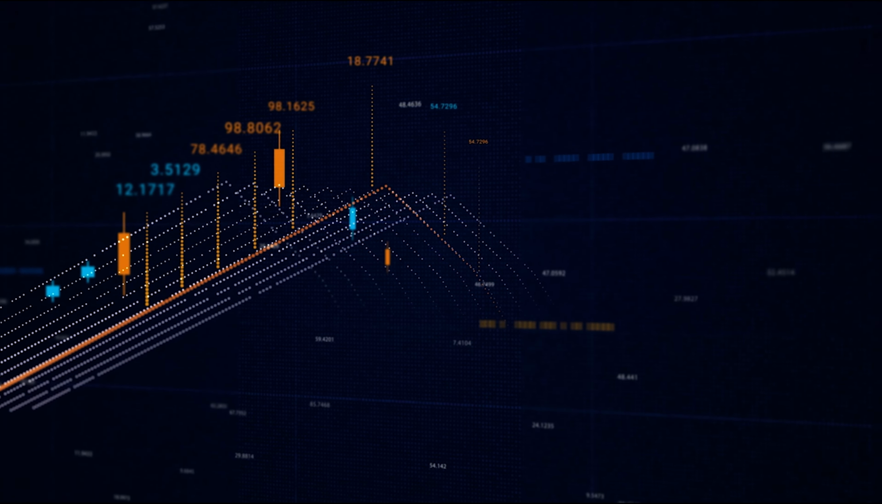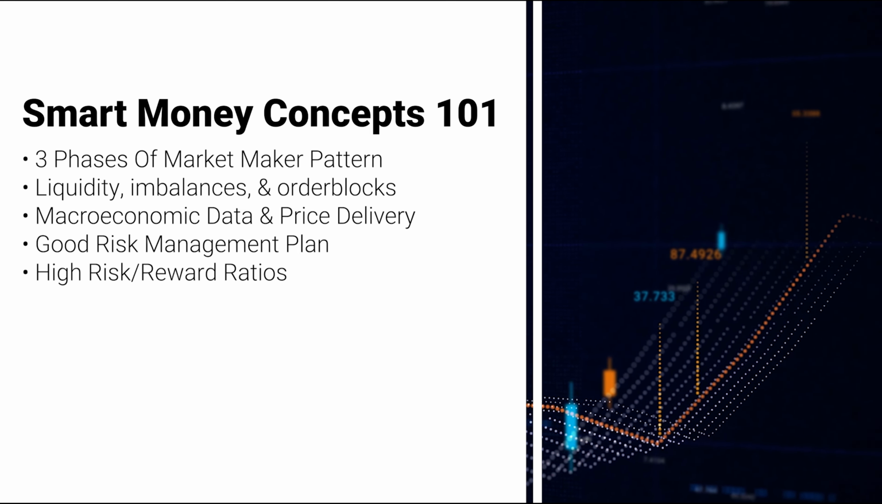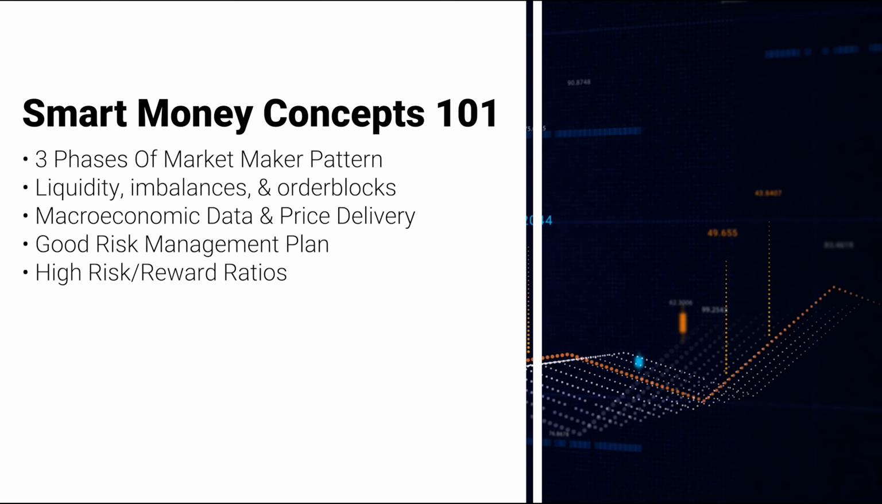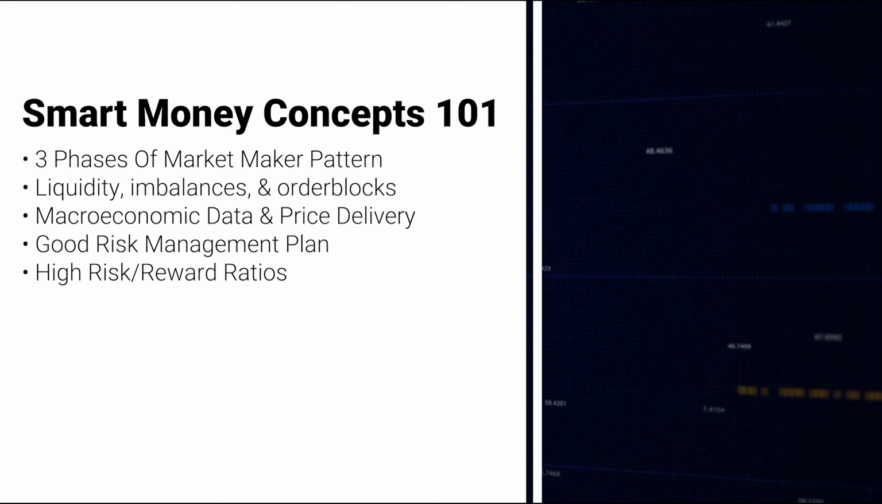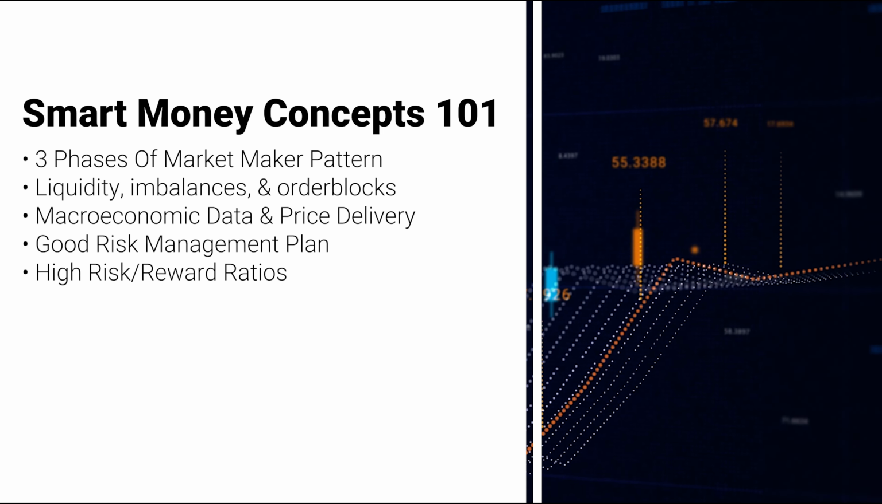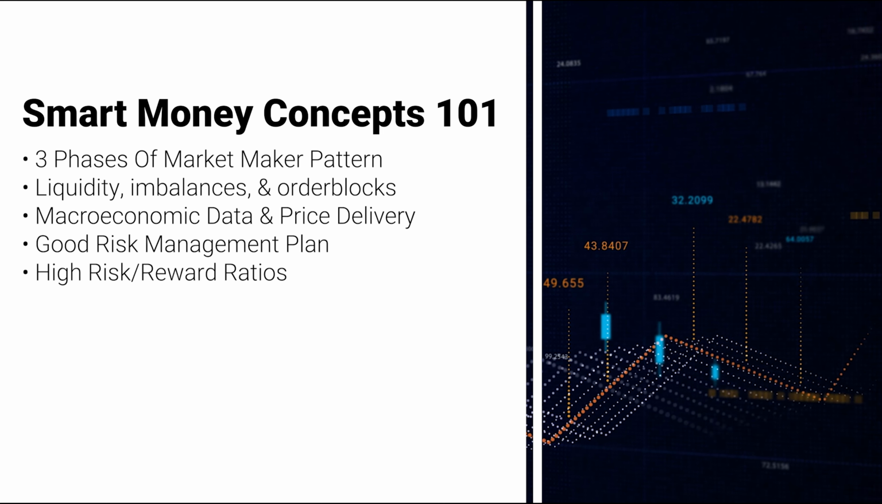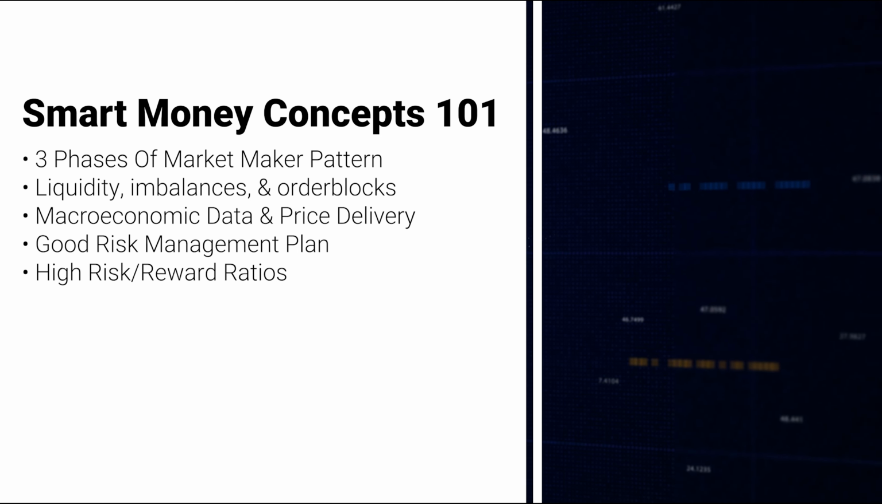If you really want to be a consistent trader, it's going to come down to you simply paying attention to the three phases of the market maker's pattern. And that's the ability to see if we are in a consolidation, manipulation, or distribution phase. Next, you need to identify liquidity, imbalances, and order blocks. Those are the highs, the lows, the double bottoms, the double tops, as well as your bearish and bullish order blocks. You also need to know the macroeconomic data and the day and time it's scheduled to be released. And then finally, you need to have a good risk management plan that gives you high risk to reward ratios.